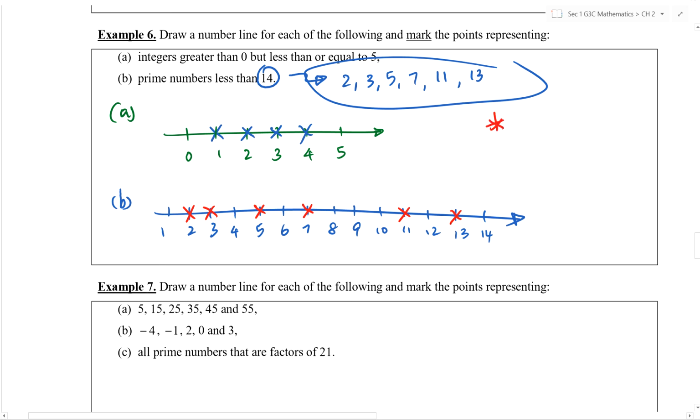So some things to take note. I would like your number lines to be to scale as far as possible. That means I don't want big gaps to represent small differences in numbers and then small gaps to represent big differences in numbers. To scale as far as possible. The other one is, it must be neat. So this means in pencil and ruler.